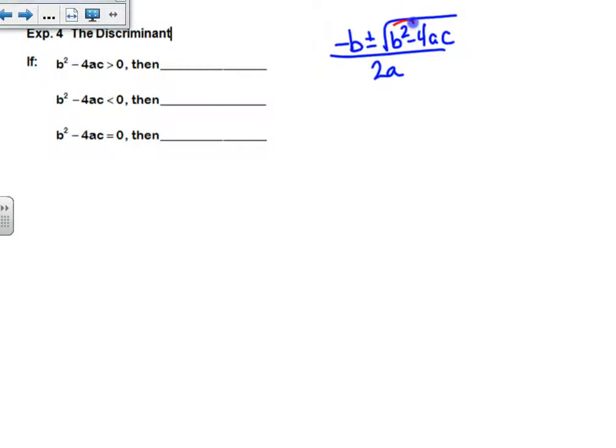For instance, if you think about what's under this radical being a number that's greater than 0, that means you're going to be taking the square root of some positive number. I don't care what it is. But the idea is that you're going to have some number plus and minus some other number. You're going to get 2 real solutions. I'm not promising that they're going to be pretty solutions, but you will get 2 real solutions.